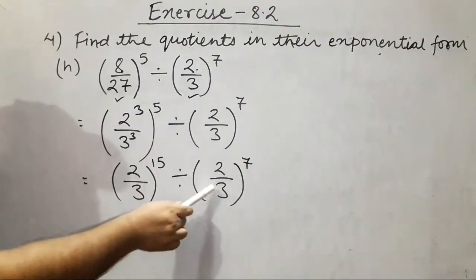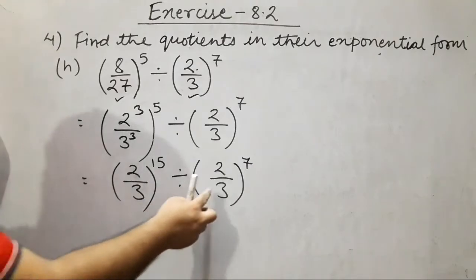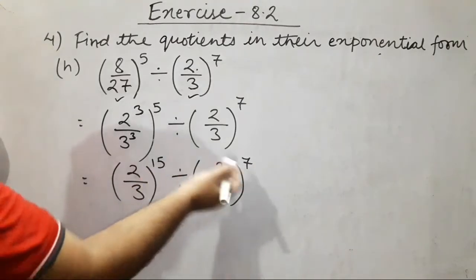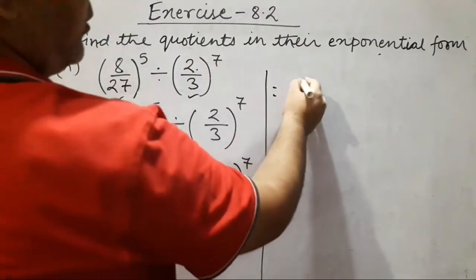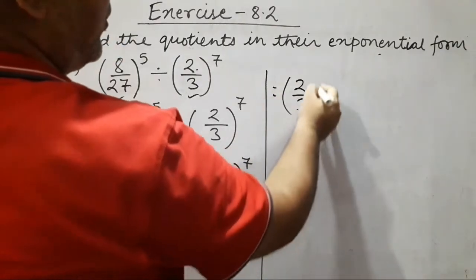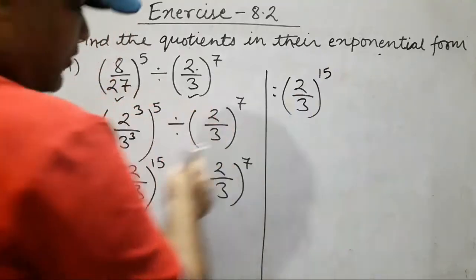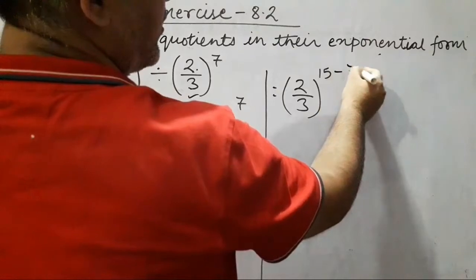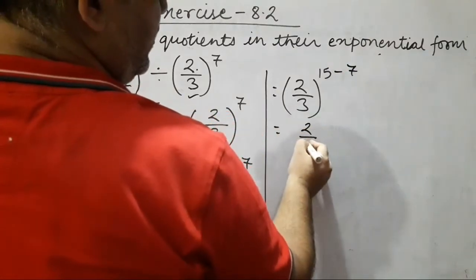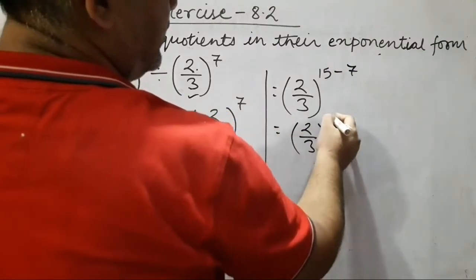Now we got the same base, and when same bases are divided, then the powers are subtracted. Now we can write it as 2 by 3 bracket 15 minus 7, 2 by 3 bracket 8.